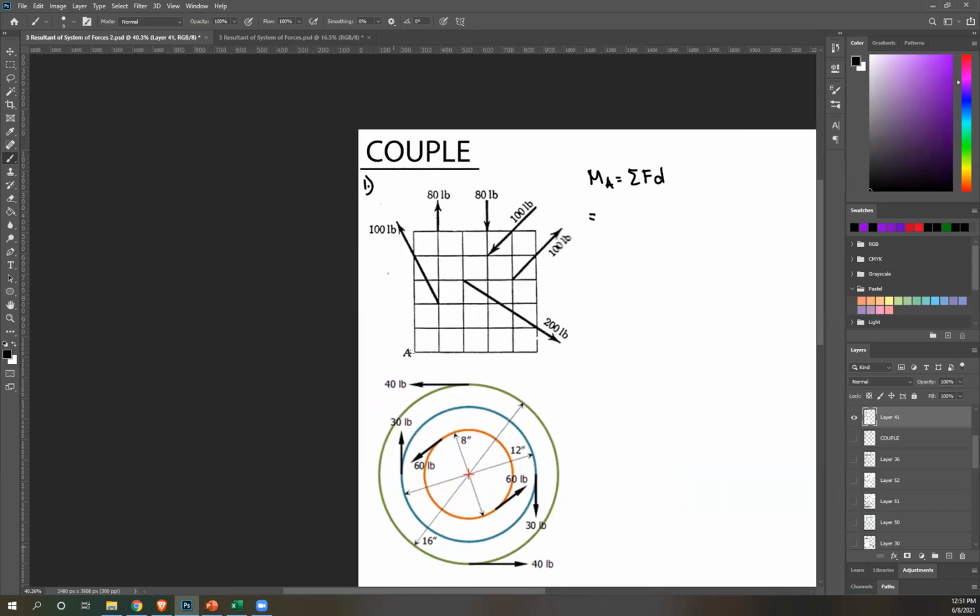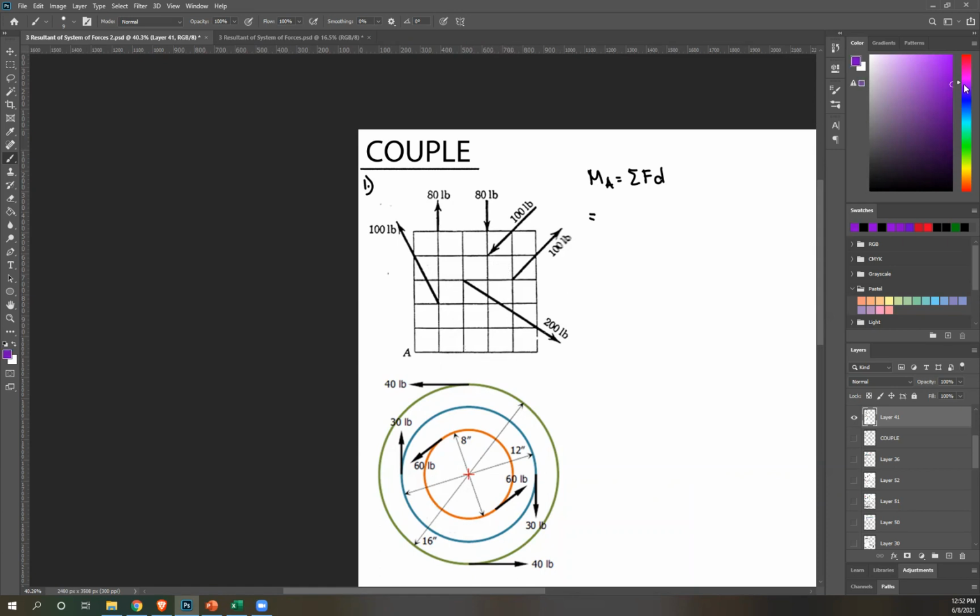So let's see. Let's start at A. We're taking a moment at A. Let's take this force first. So we have again a matrix, right? We're given diagonal forces, meaning I need to get its slope, because if I extend this line of action, once again, its perpendicular distance is a bit more tedious to solve. So I'm going to use Pythagorean theorem.